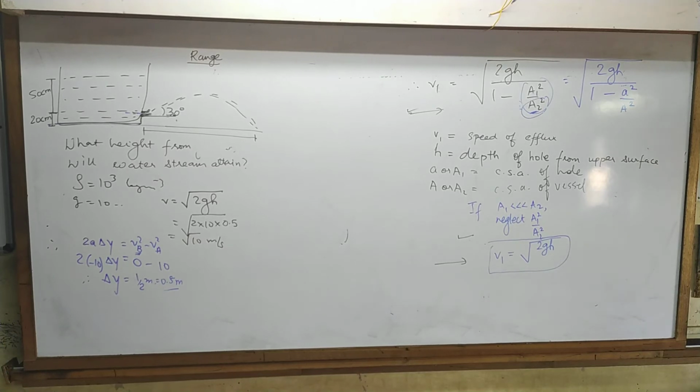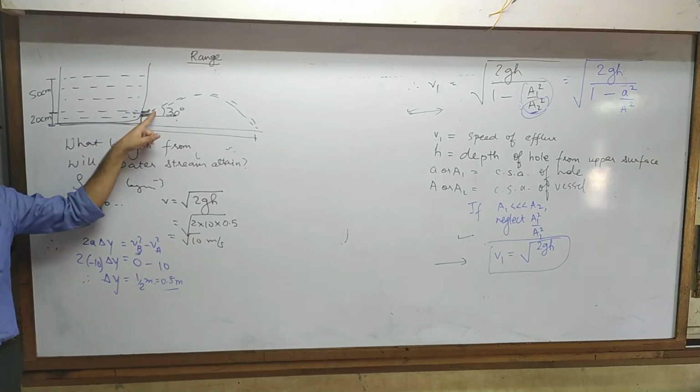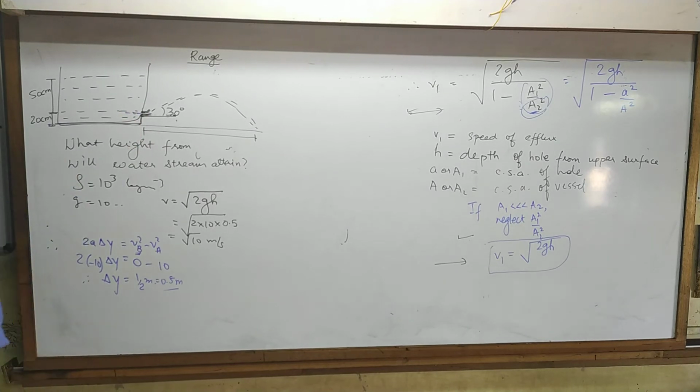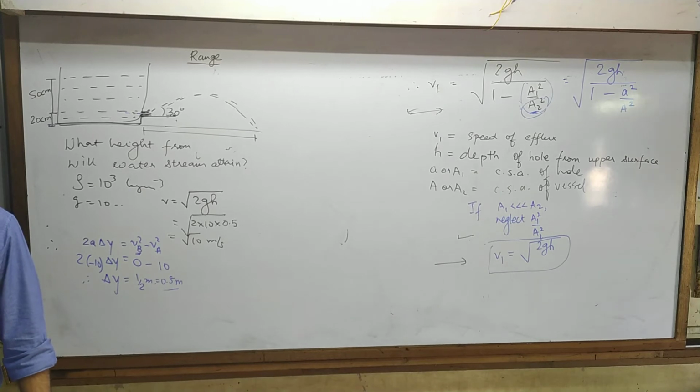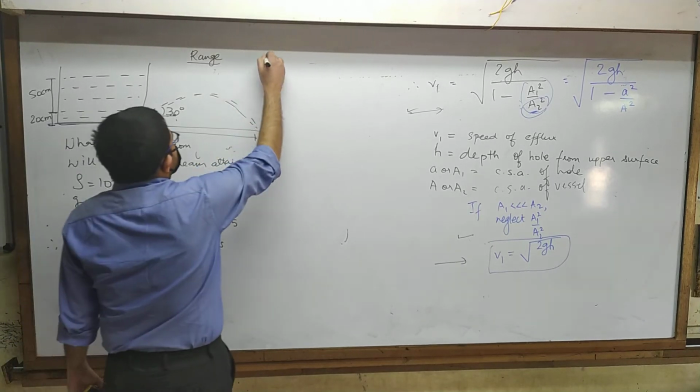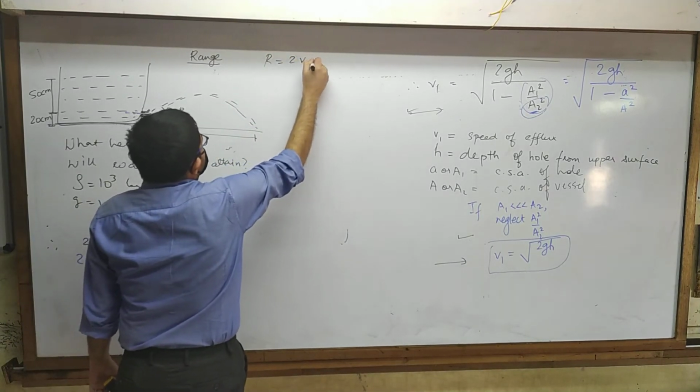That is right. Now say it in terms of the angle. 2v0 sin theta into v0 cos theta upon g, right? Of course, same as what he said earlier.